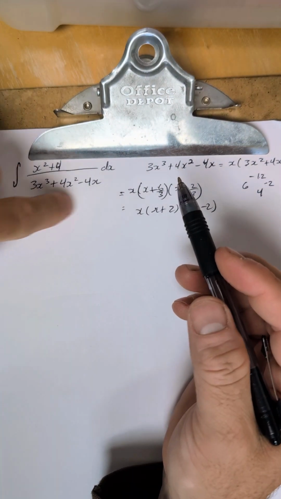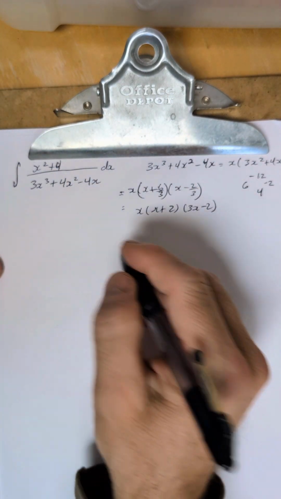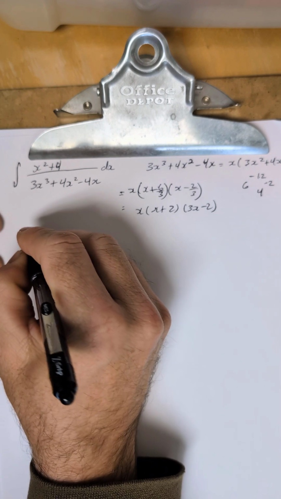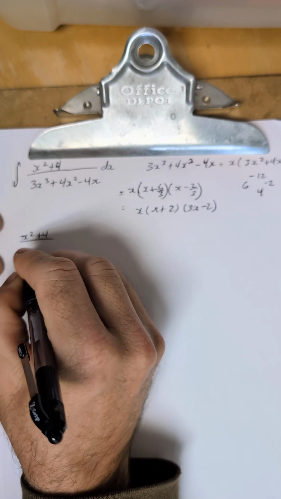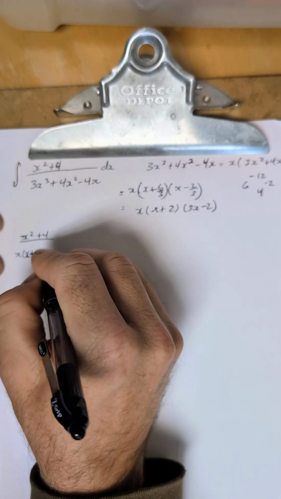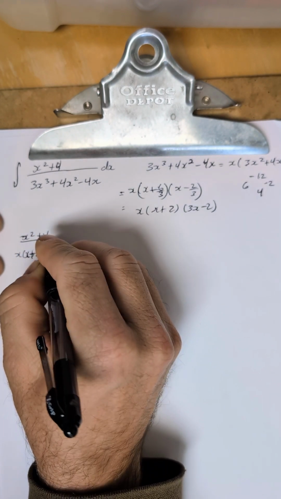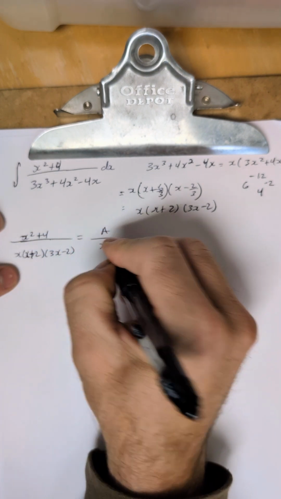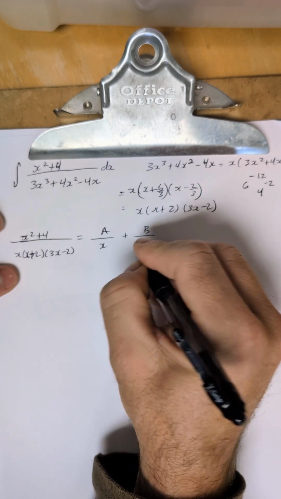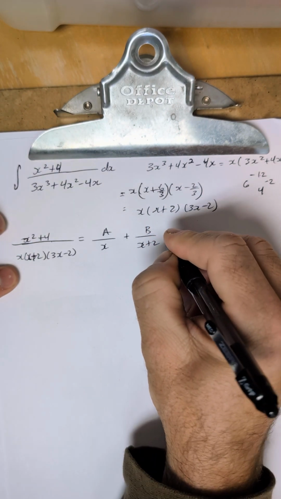And so now I can take the integrand here, and I'm going to use partial fraction decomposition on it. So I have x squared plus 4 over x, x plus 2, and 3x minus 2. Since each of these are linear factors, it's just a constant term on top, and that allows us to then write the following.